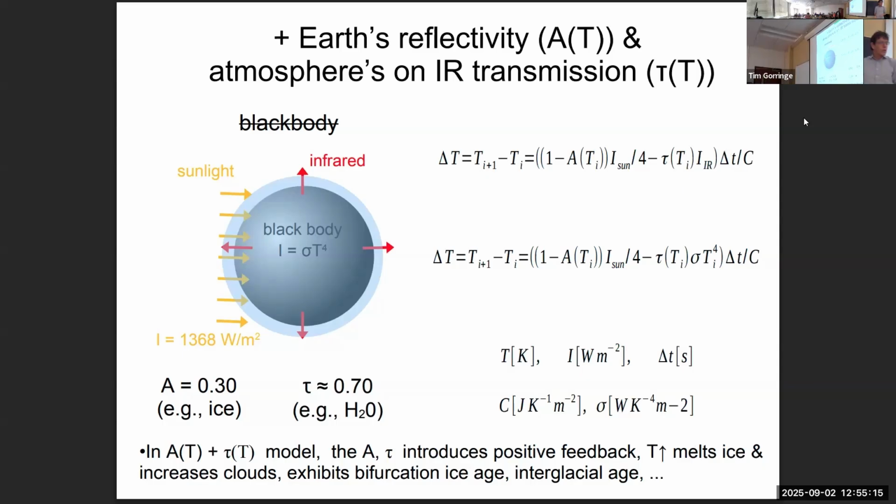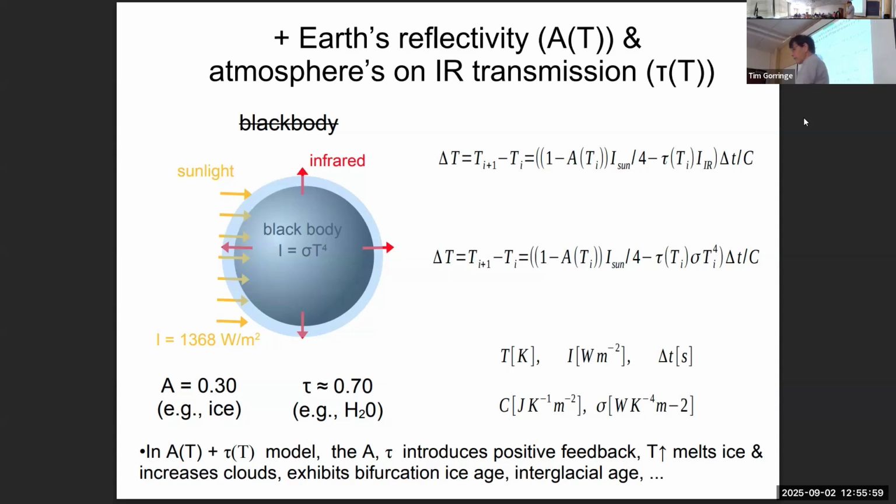If you wanted to do a more sophisticated calculation, and this is where this problem gets very interesting, and gets to be a problem that you can only solve numerically, you would take into account the fact that this reflectivity of the Earth and this transmission of the atmosphere are themselves temperature dependent. So A, which was just a number for reflectivity on the last slide, and tau, which was just a number for the transmission on the last slide, are actually temperature dependent. They depend on the temperature.